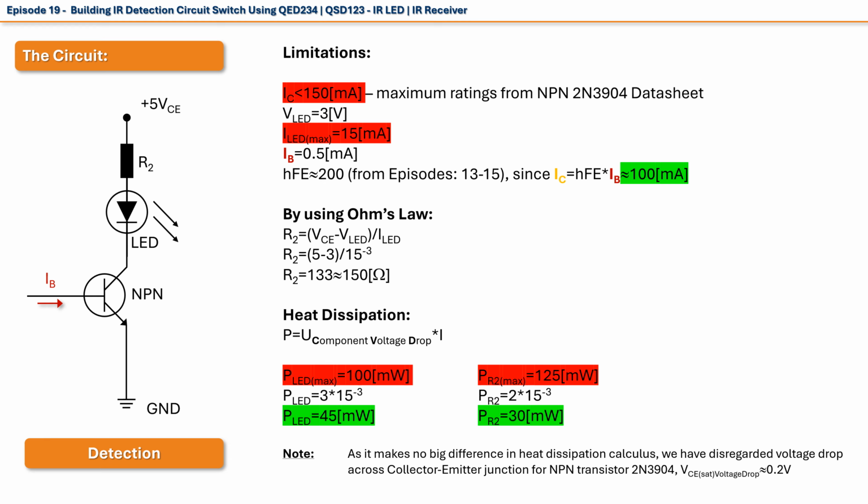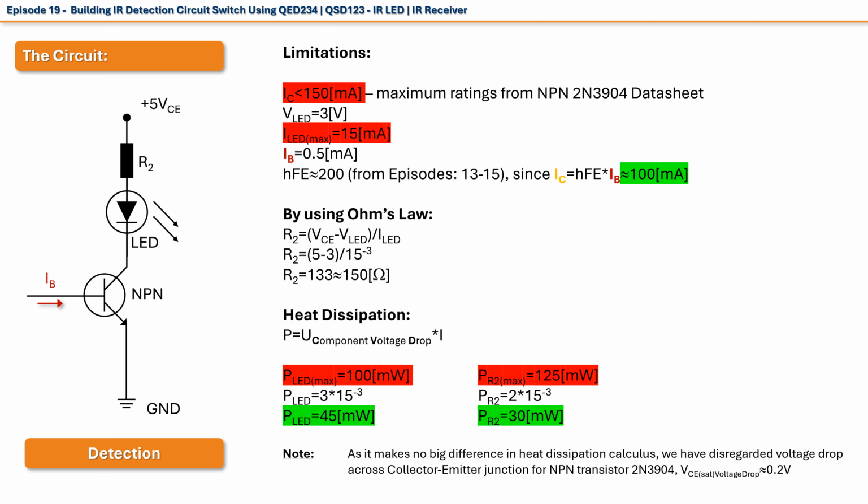We will assume beta, or to be more precise HFE, with capital FE, to be 200. Remember that HFE with capital FE is the ratio between collector and base current. Episodes 13, 14 and 15 cover this topic in all possible details. So, if you are not familiar with this topic, those episodes are your source of information.